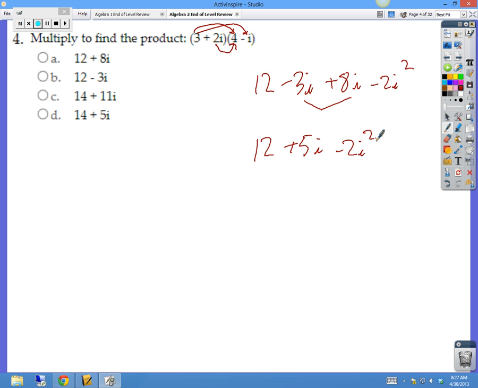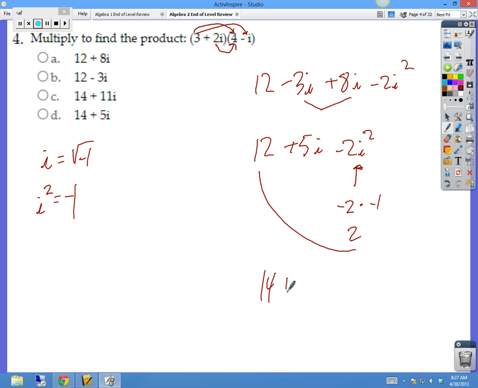The number one thing you need to know about imaginaries is that an imaginary comes from the square root of a negative. But if you have i times i, if you've got i squared, that's actually a real number. It's a negative 1. So anytime you come across an i squared, you need to swap it out right here for a negative 1. So this is a negative 2 times a negative 1, which is a positive 2. Now the positive 2 and the positive 12 are like terms, so you've got 14 plus 5i.